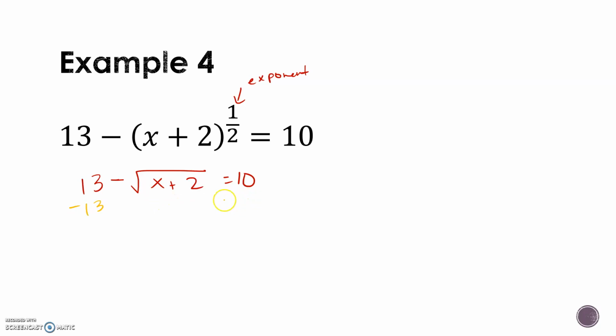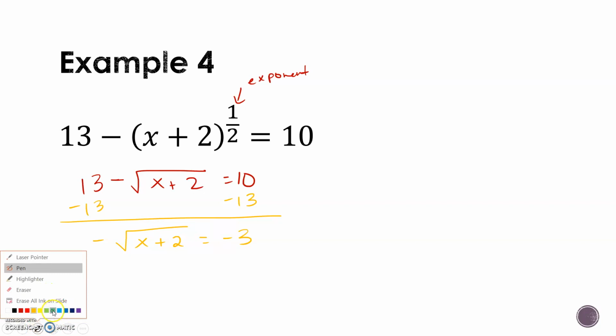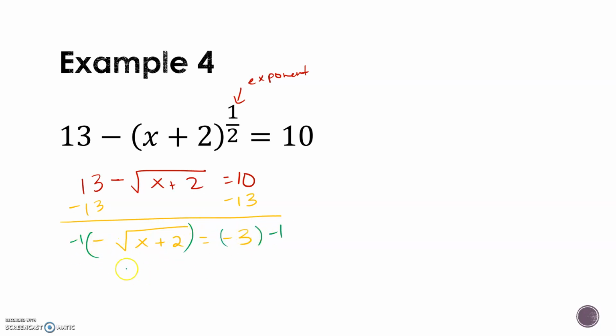Subtract 13, subtract 13. You still have that negative though. Negative square root of x plus 2 is now equal to negative 3. And I still have to get rid of that negative. So multiply it by negative 1 or divide by negative 1, doesn't matter. Same thing. So negative 1 times that would leave you with just the square root of x plus 2, which is what we want, is equal to positive 3. Now, that negative 1 just gets rid of that negative. It doesn't change anything underneath the radical.